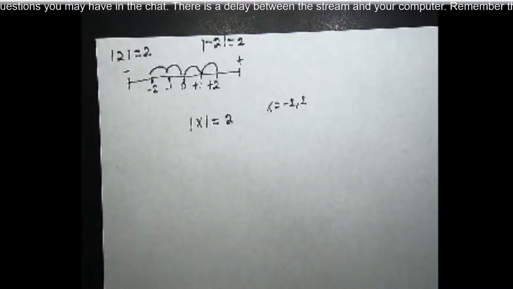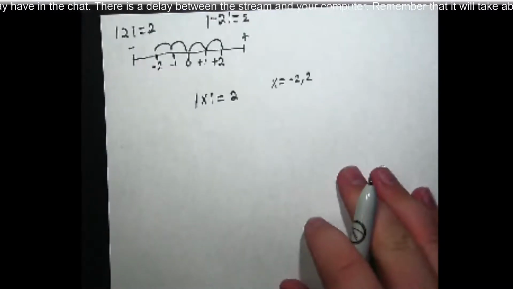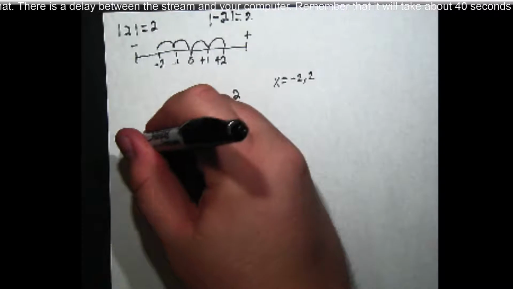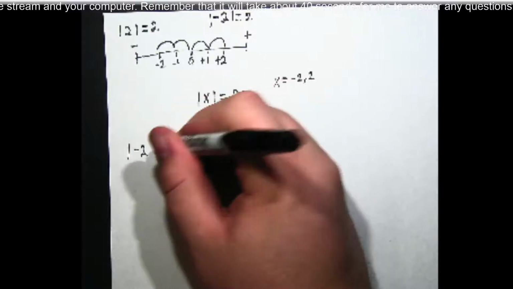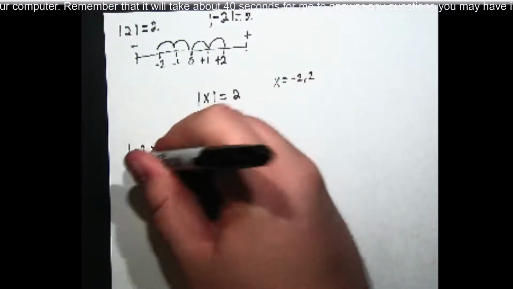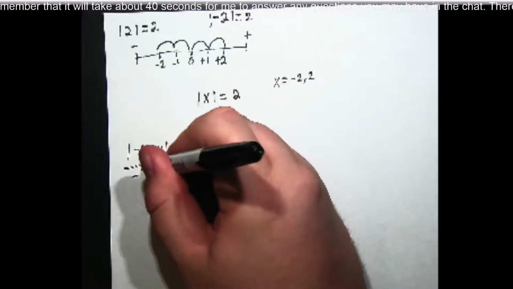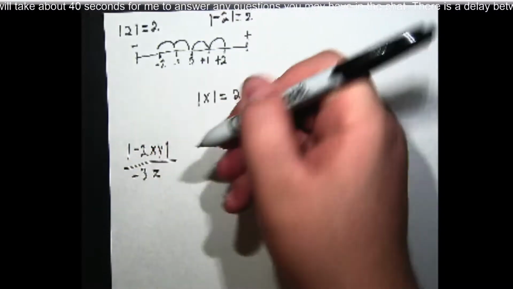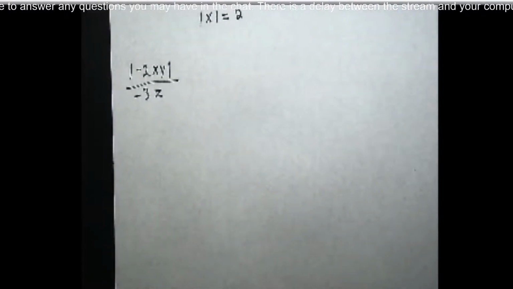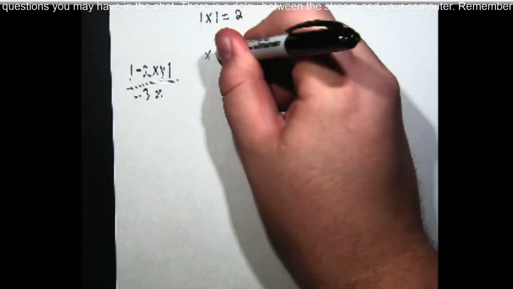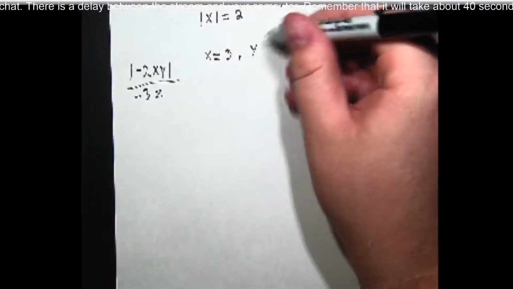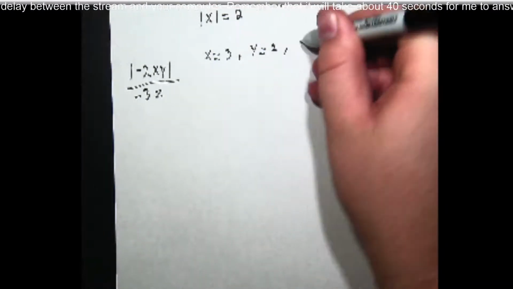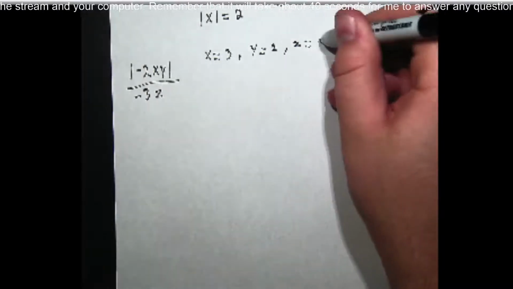So of course we can also have these in expressions. Let's say we have something like the absolute value of negative 2xy over negative 3z. And let's also say that we know the values of x, y, and z. So x is 3, y is 2, and z is 5.